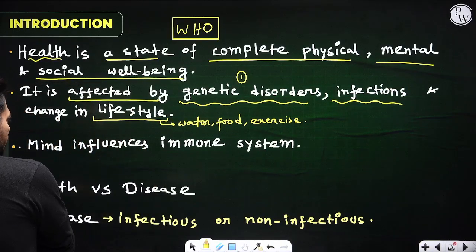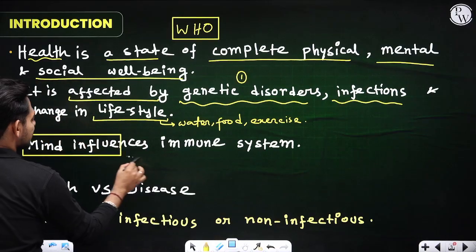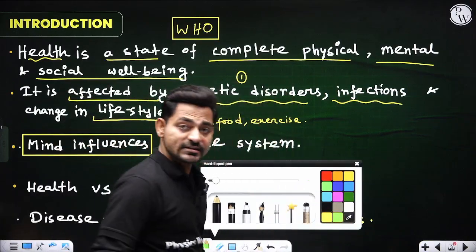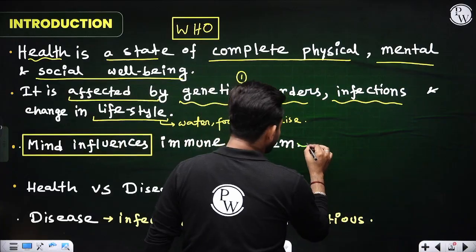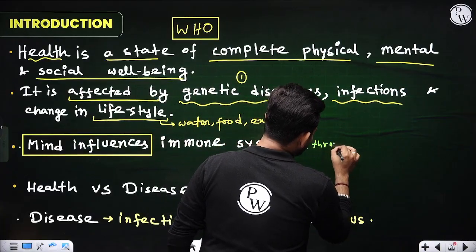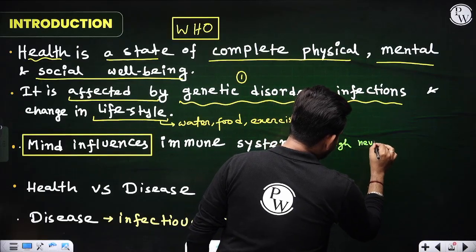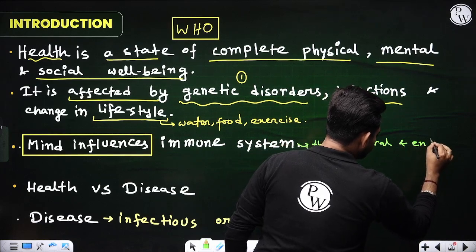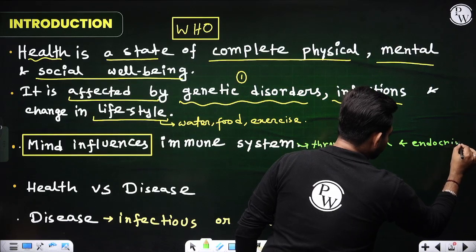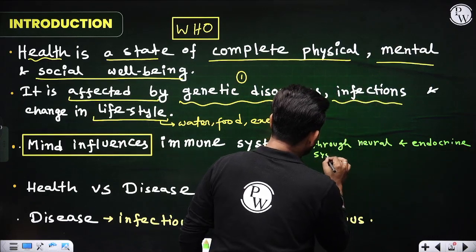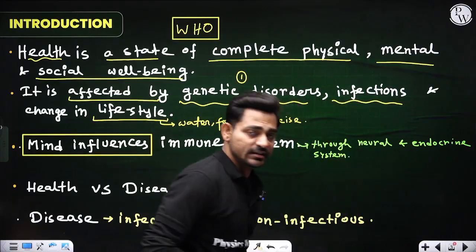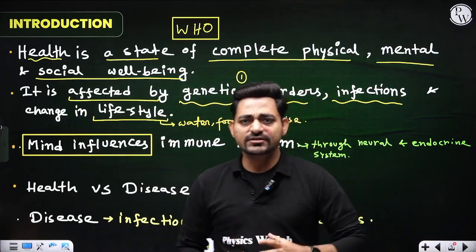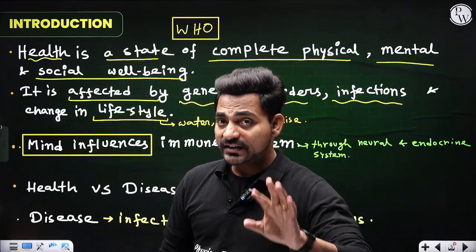Now it says that the mind influences the immune system through the neural and endocrine system. Basically, when you are taking too much tension or are under too much stress or depression, it will automatically affect your health.